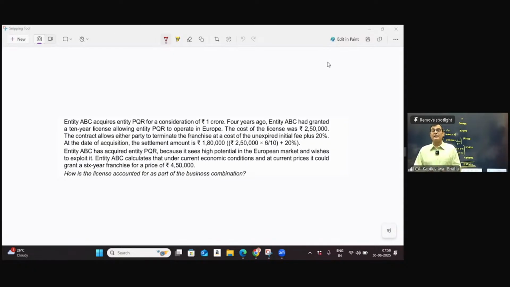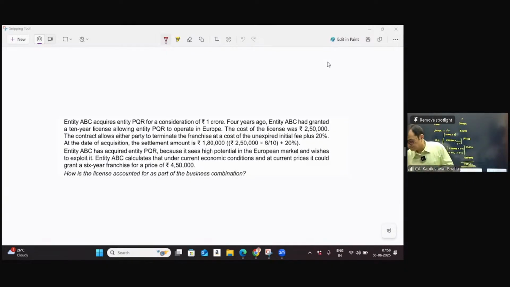Because when I use the words unexpired initial fee, the initial fee paid by the acquiring company is going to be treated as an intangible asset in the books of the acquiring. And that intangible asset is going to be amortized. So when it says on a termination you are required to pay an amount which is the unexpired initial fee, it represents a book value. Now let's do one more calculation. What is the life of the license?